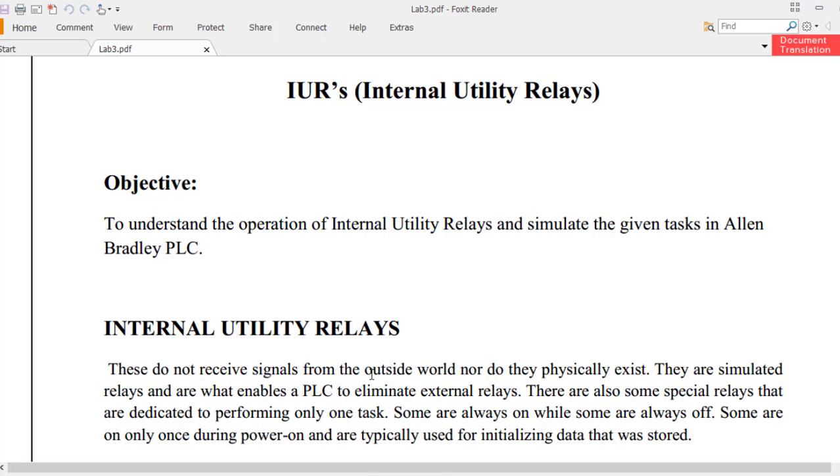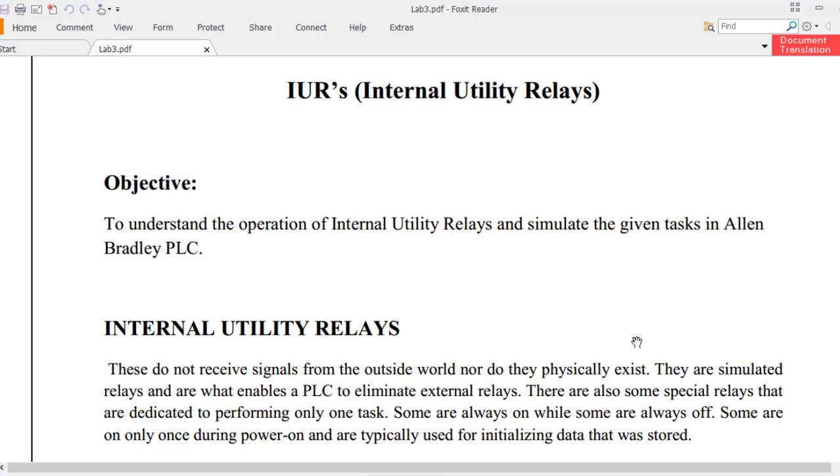So internal utility relays are the intermediate outputs that we need to store, and then use further in our circuits or ladder logics. That's why these outputs are named internal utility relays. They do not receive signals from the outside world, nor do they physically exist. These are just the intermediate outputs. I'll explain with an example, so you don't need to worry.